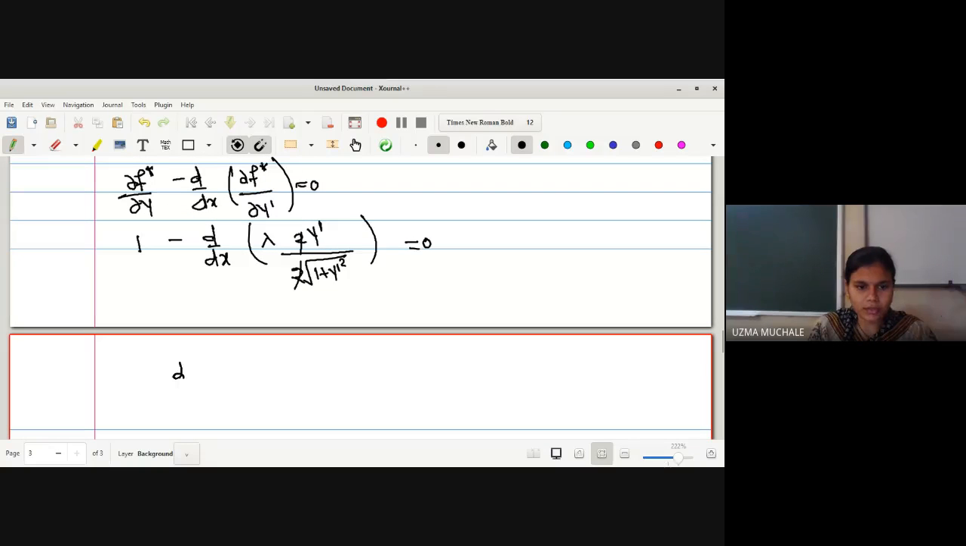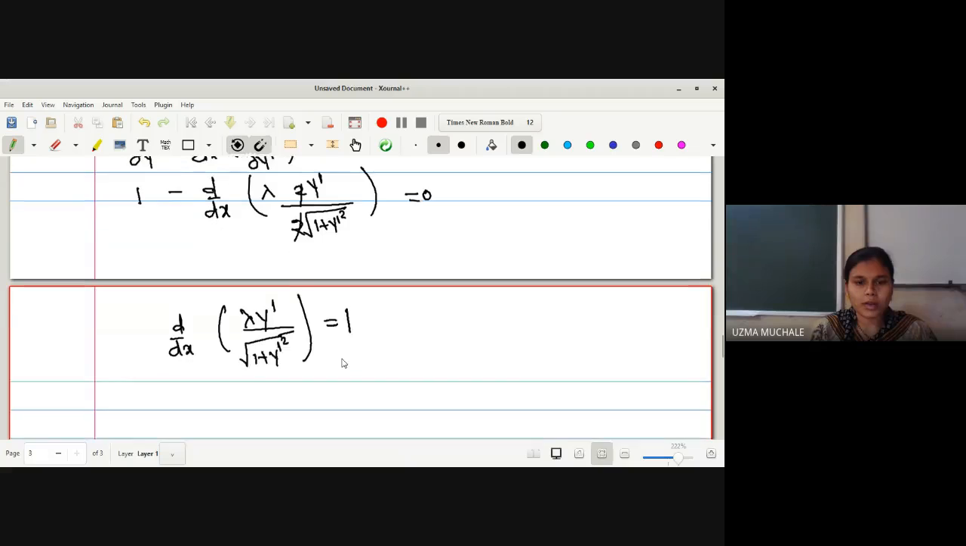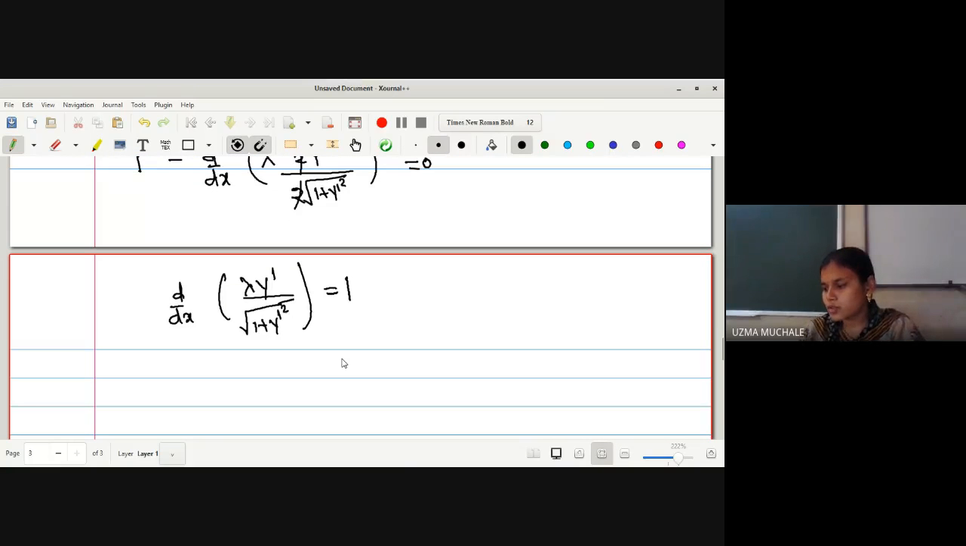Now we can write this equation. What is this equation now? d by dx of lambda y dash divided by under root of 1 plus y dash square is equal to 1. Now we have to solve this equation so that we can find out the value of y dash. So instead of finding the derivative, we will find the integration. What will be the integration of this term? Integration is with respect to x, as well as the derivative we are going to take with respect to x.